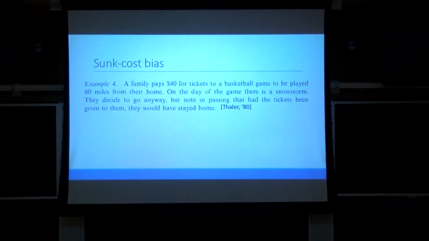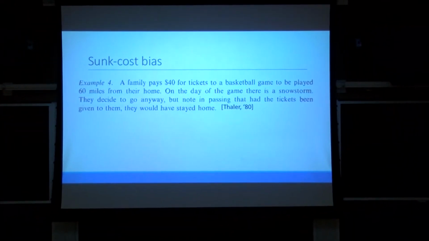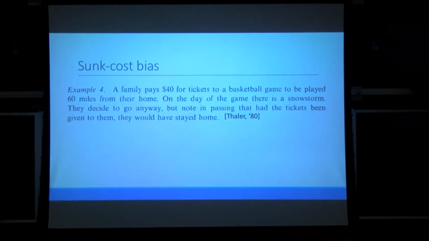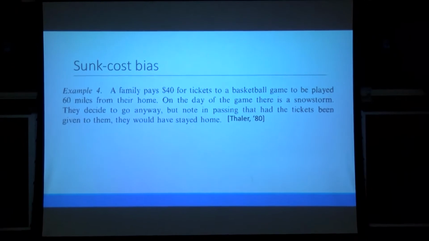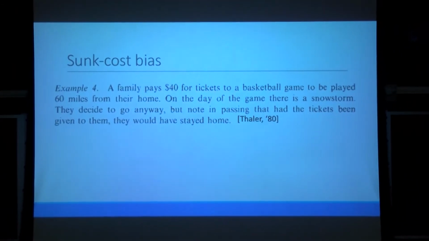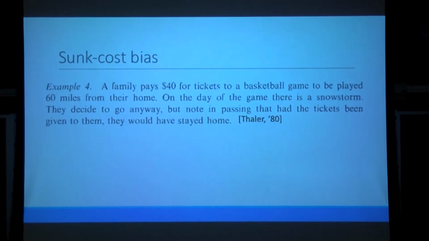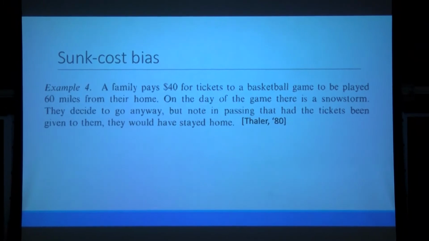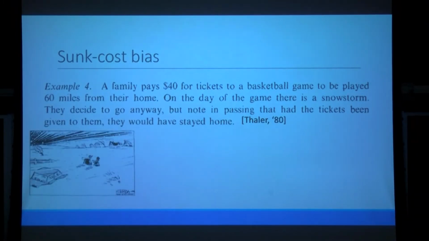So the first bias that we're going to look at is sunk cost bias, which many of you may be familiar with. And I'm going to give you an example from a paper by Dick Thaler, in which a family pays for basketball tickets and drives 60 miles through a snowstorm to go see a game. But they note that if these tickets had been given to them for free, they would have just stayed home and not gone. So this is not the rational thing to do in this situation, right? This cost has already been incurred. You shouldn't be taking it into account when making future decisions. But this is something that we do a lot.